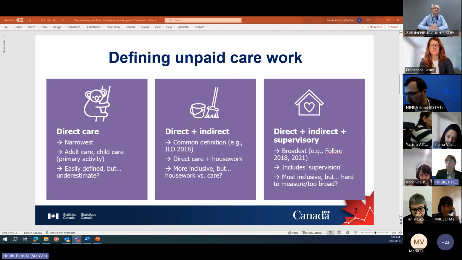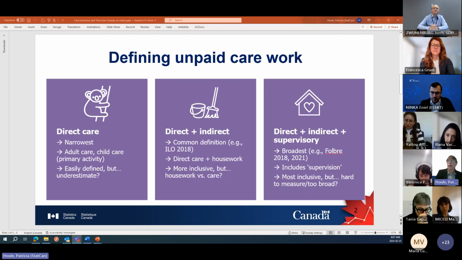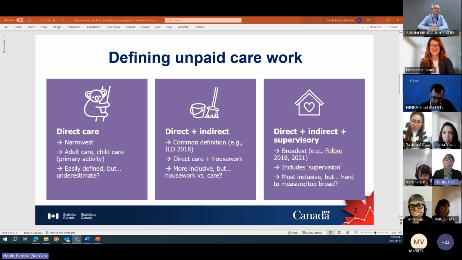And the third way is to include the direct, the indirect, and the supervisory care. This is really the broadest spectrum of the definition. Fortunately, it is able to include supervisory care. Unfortunately, most surveys right now do not contain supervisory care. Cecilia will discuss this a little bit later. It's very hard to get at it, so specific questions are required to be able to capture this.